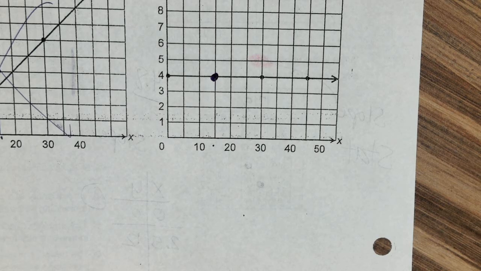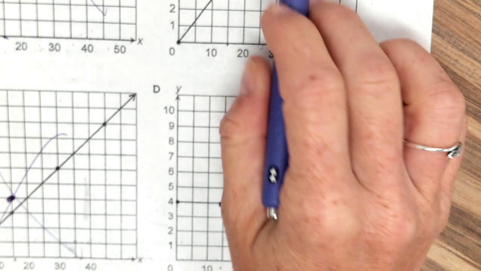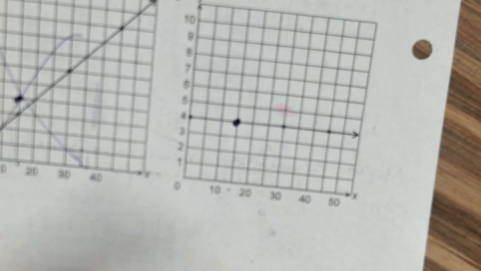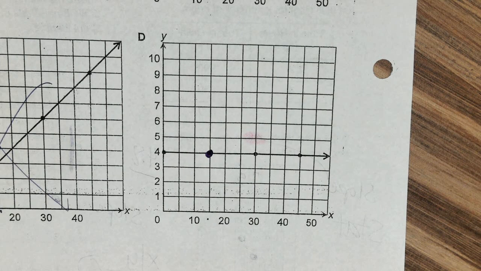Because it's not just because, it's because for every 15 there's 4 spots. That means if I double it to 30, there should be 4 more. There should be 8. You see what I'm saying? This is saying it doesn't matter how many you have, you will always have 4, and that is not true.